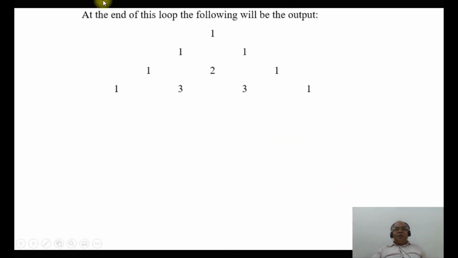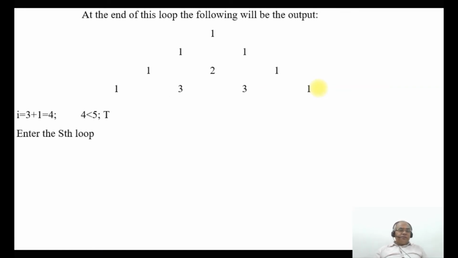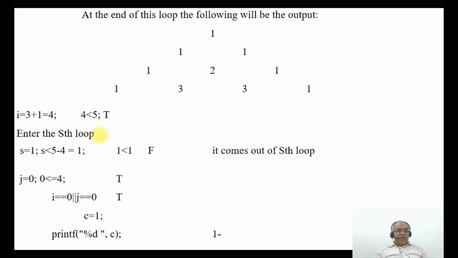So at the end the following will be the output. So we have 1, 3, 3, 1. Now the I value is 4, which is less than 5, so the condition is true. Enter the S loop. So S is equal to 1, and n minus I, 5 minus 4, becomes 1. Is 1 less than 1? No, it comes out of the S loop. There is no space taken.